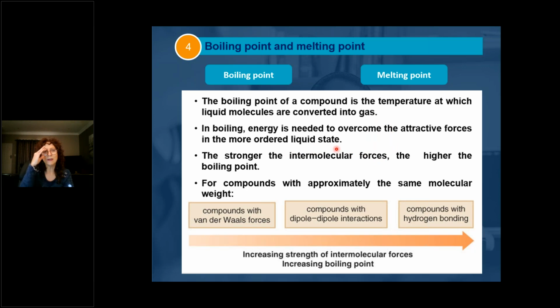As we saw on the graph, there will be stronger forces in the solid, and then it moves on to the gas. So the stronger the intermolecular forces, the higher the boiling point. So for compounds with approximately the same molecular weight, remember we say it increases as the weight, the mass, increases, okay? But if the compounds have approximately the same molecular weight, what will happen?